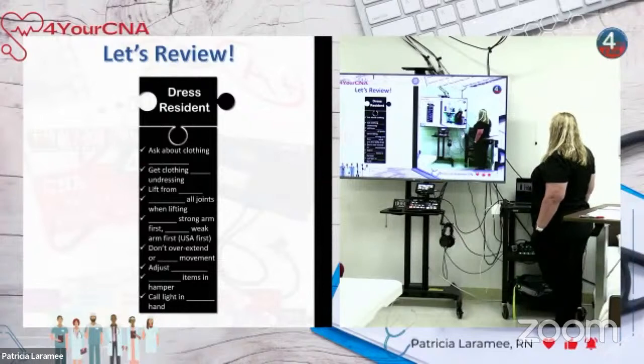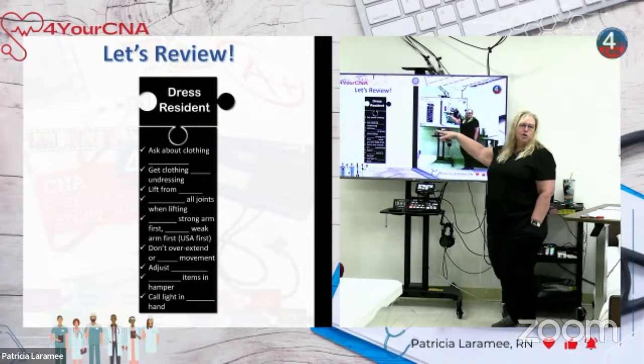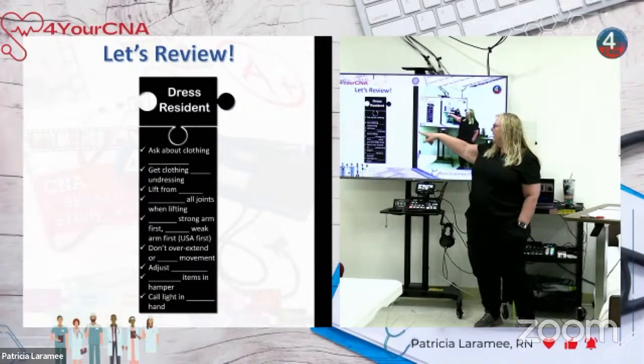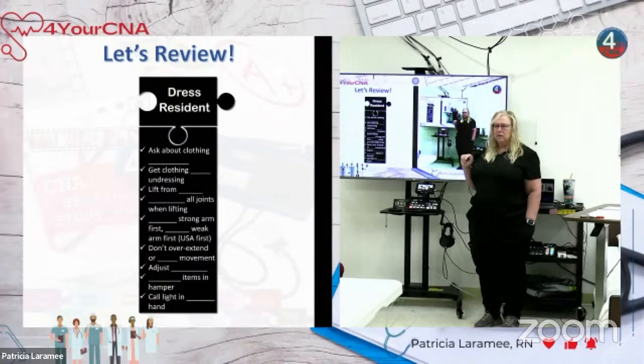Now, when we learn dressing a resident, this is not working today. When we dress a resident, we want to ask about clothing preference or choice. We want to get the clothing before we undress them. Why would that be important? Yeah, we want to minimize their exposure. Remember, you are a stranger. How many of you guys would be completely comfortable being completely naked in front of a complete stranger? Probably not. Even if you're there to help me, I'm going to feel a little awkward about this.